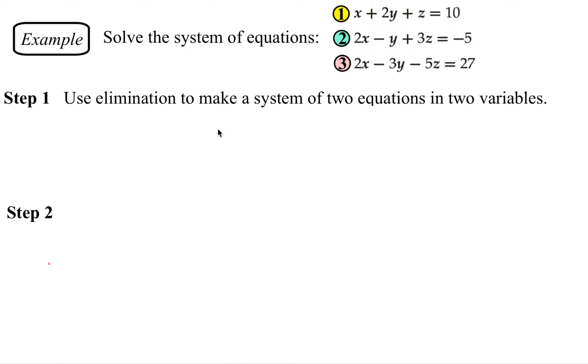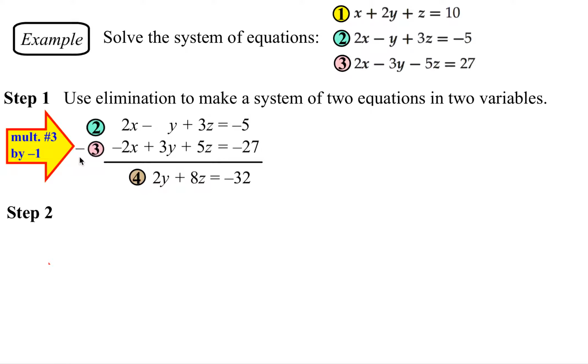The way we're going to do that is to pick any two equations. I picked equation 2 and 3 because the x variable has the same coefficient. And I multiplied equation 3 by -1 to change the signs, and I'm going to add these together. So equation 2 I just rewrote. Equation 3 I multiplied by -1, which just changes all the signs. And then I went ahead and added those. You can see the x variables drop. I get 2y's plus 8z's equal to -32. So we have one equation now with two variables.